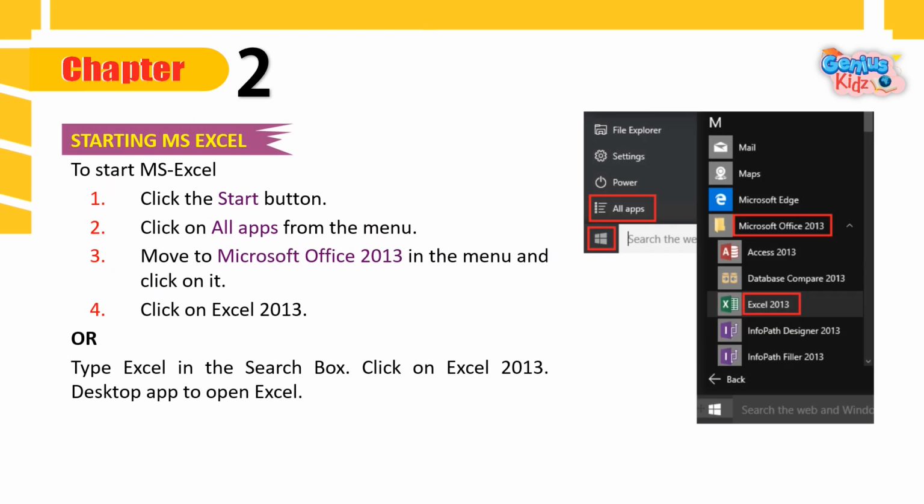Starting MS Excel. To start MS Excel, 1. Click the Start button. 2. Click on All apps from the menu. 3. Move to Microsoft Office 2013 in the menu and click on it. 4. Click on Excel 2013. Or, type Excel in the search box. Click on Excel 2013 Desktop app to open Excel.